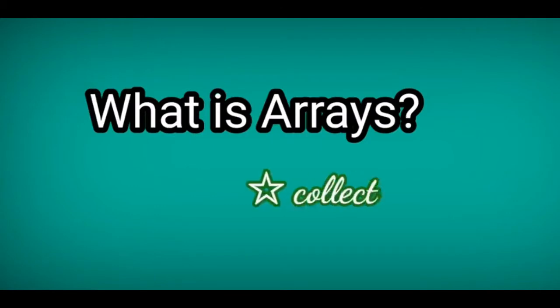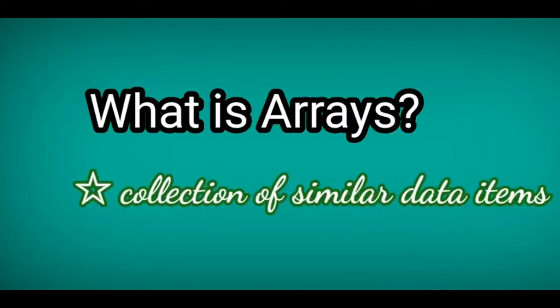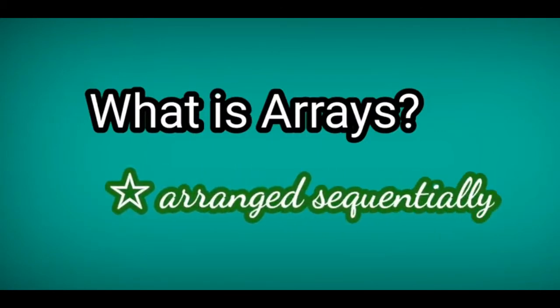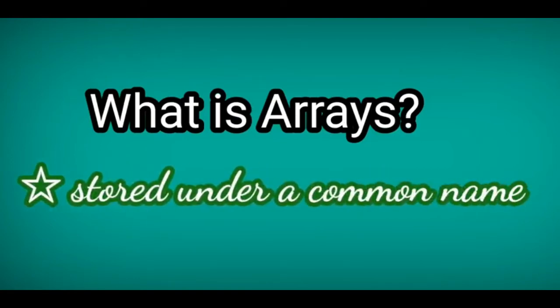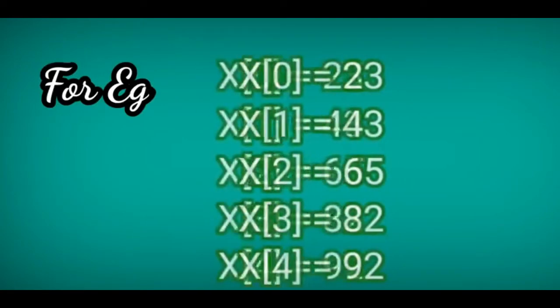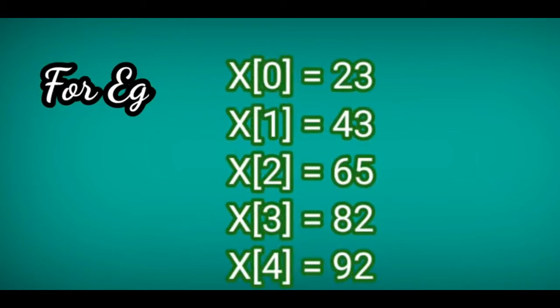What is an array? An array is a collection of similar data items arranged sequentially and stored under a common name. For example, a set of 5 different values can be stored in a single variable x. Each element in the variable can be positioned, that is indicated by means of a subscript or index number. Note that an array subscript starts with 0.